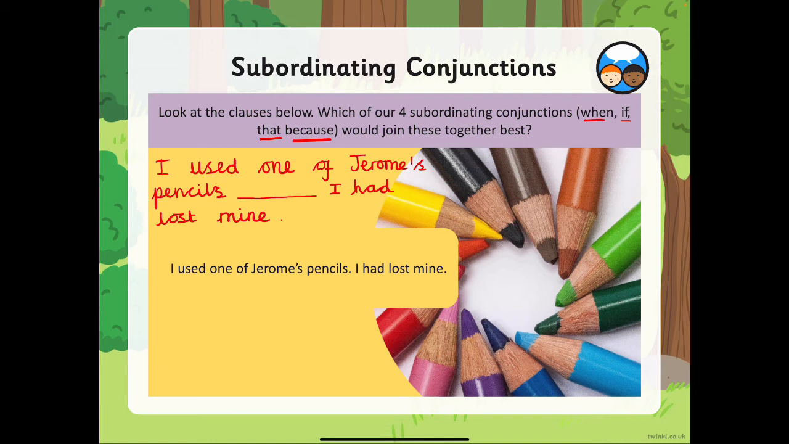I used one of Jerome's pencils when I had lost mine. I used one of Jerome's pencils if I had lost mine. I used one of Jerome's pencils that I had lost mine. I used one of Jerome's pencils because I had lost mine. Because. Because is the best conjunction to join those two clauses together.